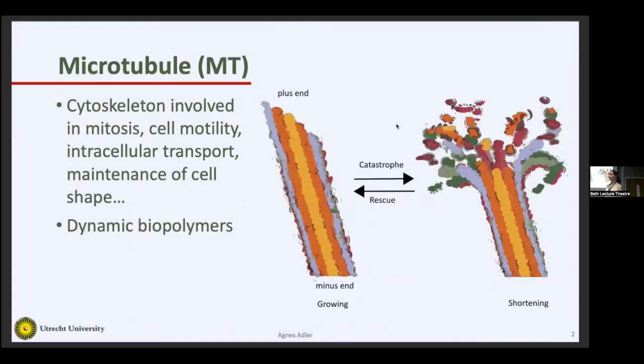Microtubules are cytoskeleton involved in processes like mitosis, cell motility, intracellular transport, and so on, almost everything. And they are dynamic biopolymers that undergo polymerization, depolymerization cycles, which are more prominent at their plus end than at their minus end.